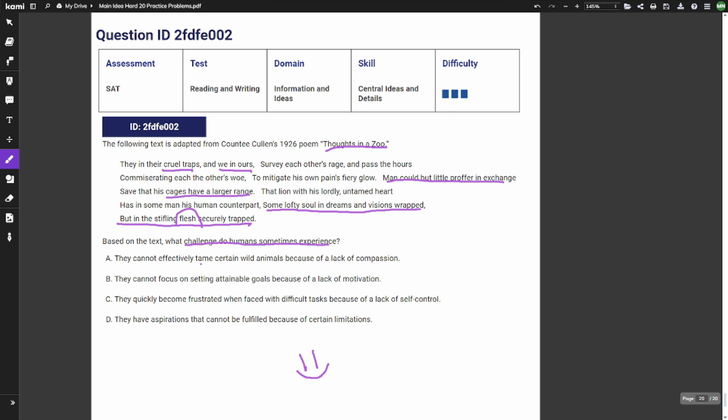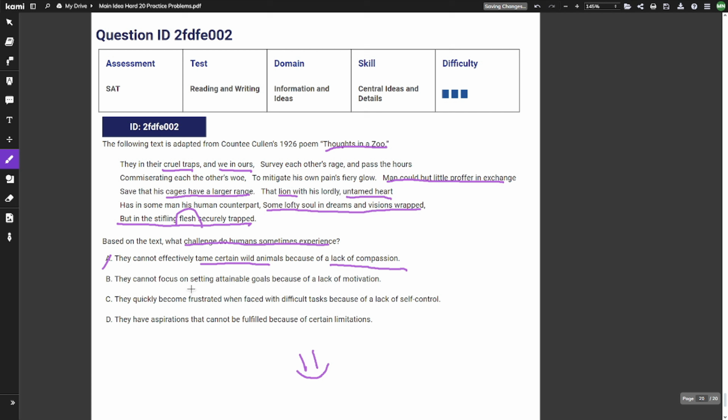A. They cannot tame certain wild animals because of a lack of compassion. What? I mean, yeah, it says that this lion has an untamed heart, so we didn't tame animals, but no, that's not it. It never mentions how humans have a lack of compassion, and it never talks about us trying to tame animals in the first place. So, not gonna be A.